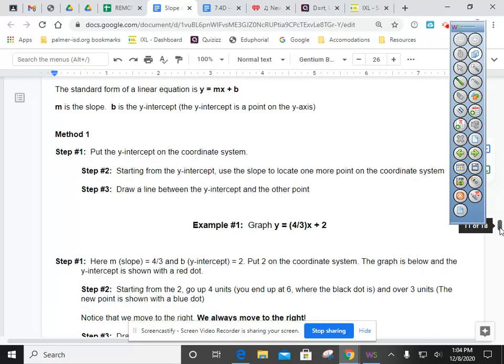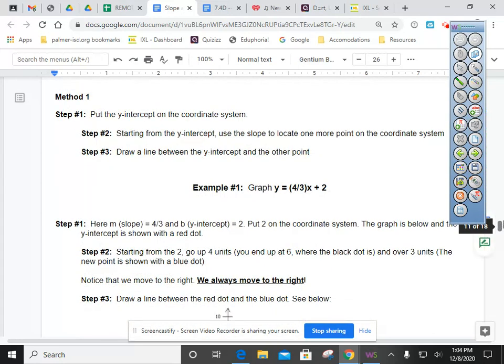Let's look at method 1. I'm just reading along here. Step 1, put the y-intercept on the coordinate system. Step 2, starting from the y-intercept, use the slope to locate one more point on the coordinate system. Step 3, draw a line between the y-intercept and the other point.